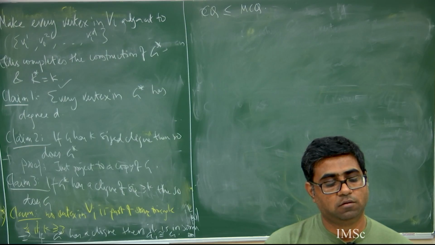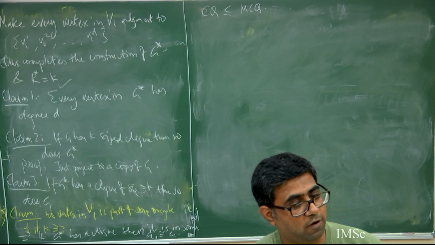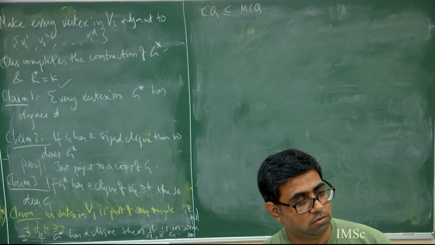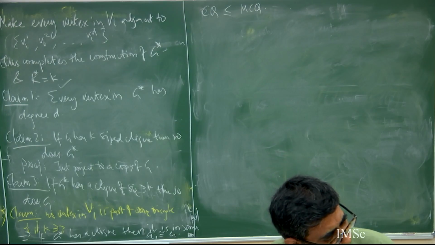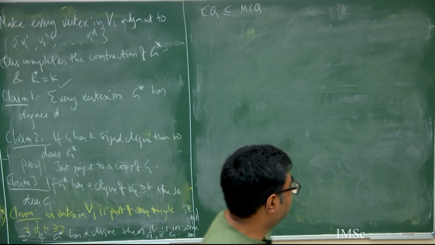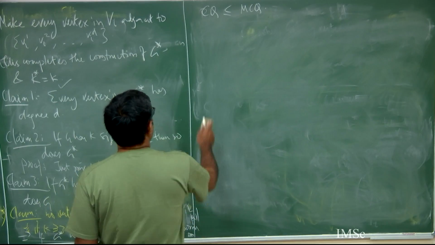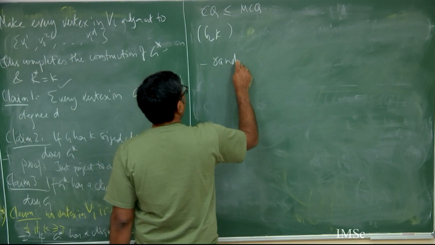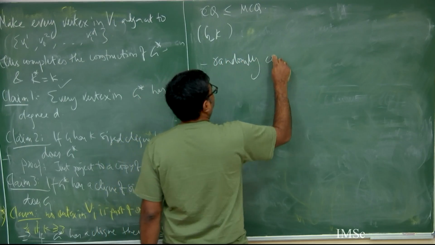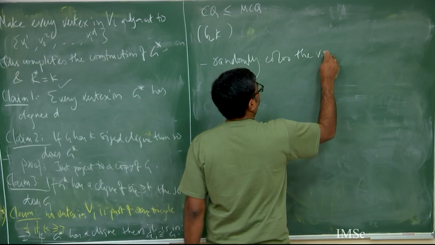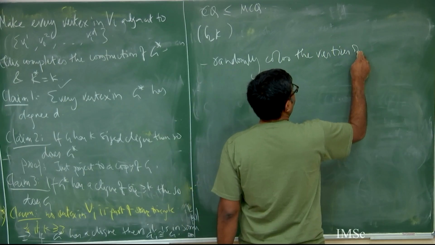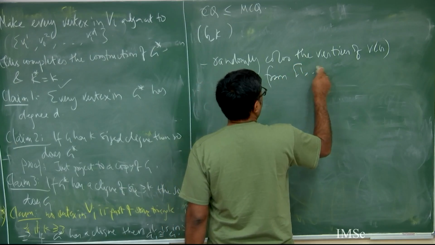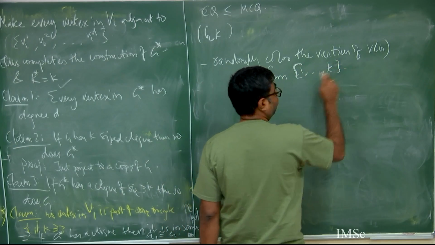Randomly color the vertices. From what was the range of colors? From 1 to K. Great. Okay, let's just do that. So given an instance G comma K, randomly color the vertices of V(G) from 1 to K.